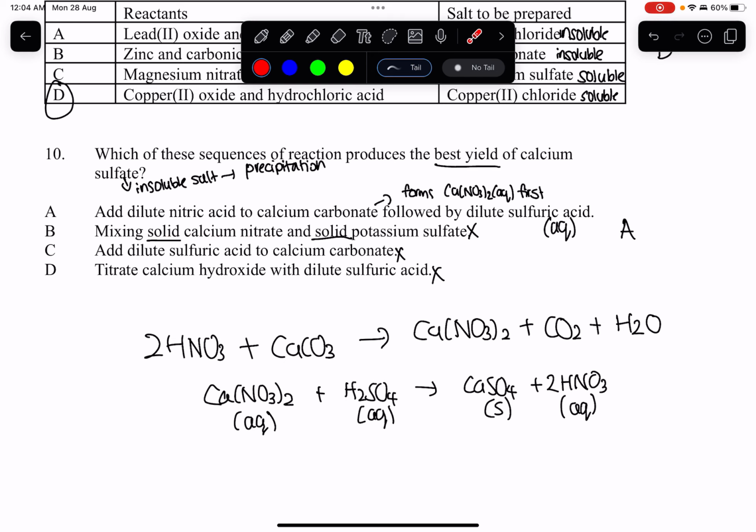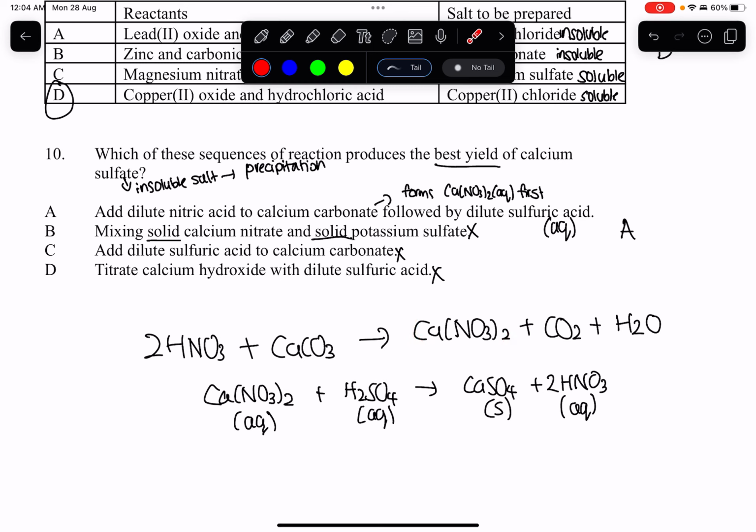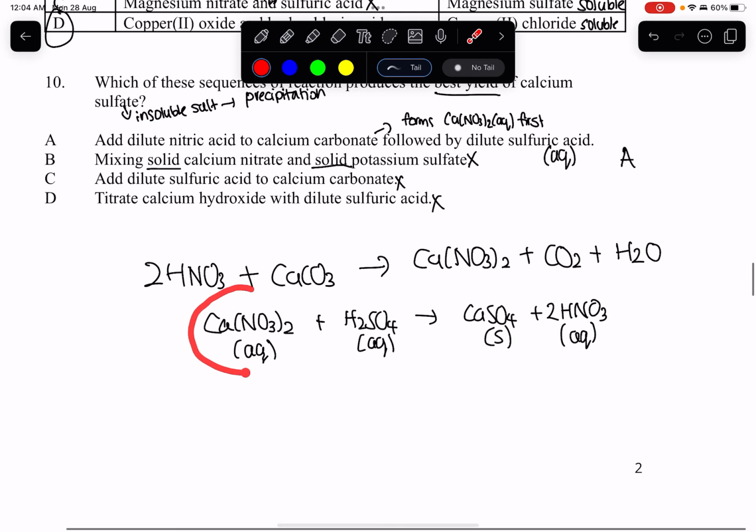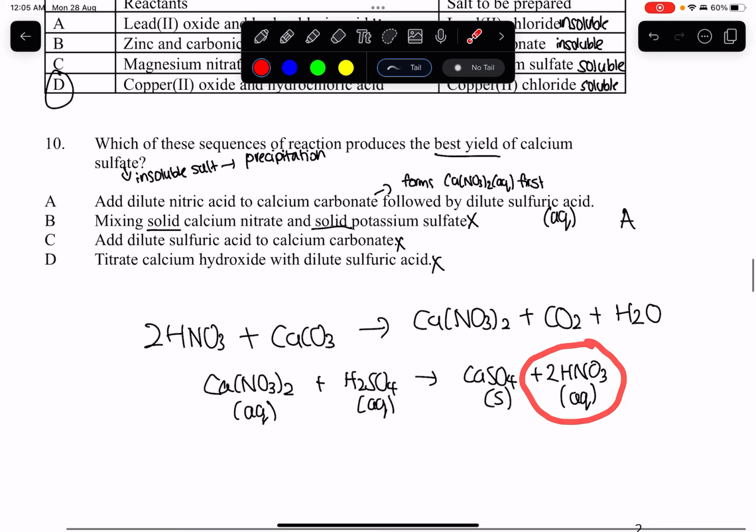But what is actually happening in A? You're adding dilute nitric acid to calcium carbonate. The reaction is here. You actually first form calcium nitrate, which is soluble. So you get aqueous calcium nitrate reacting with aqueous sulfuric acid. So you are still fulfilling aqueous giving you solid. Calcium nitrate aqueous plus aqueous sulfuric acid gives you calcium sulfate. You are still switching the partners. You'll get calcium sulfate, which is solid, plus 2 nitric acid. So this precipitation reaction also works with acid plus soluble salt.